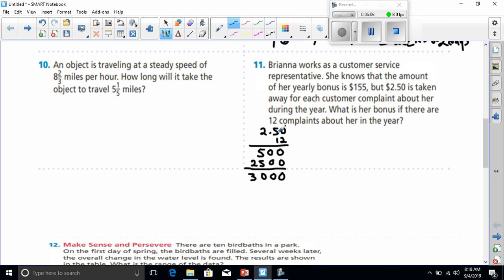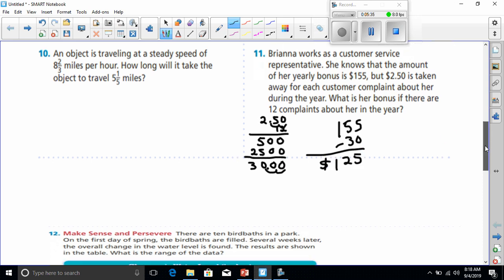And now we have to move our decimal over 2 spaces because there were 2 spaces where our decimal is. Right there, 1, 2. And so when we move it over twice, we get 30. So that means there'll be $30 removed for complaints. So if we take 155 and we minus 30 from it, that's going to leave us with $125. So she will receive a $125 bonus.